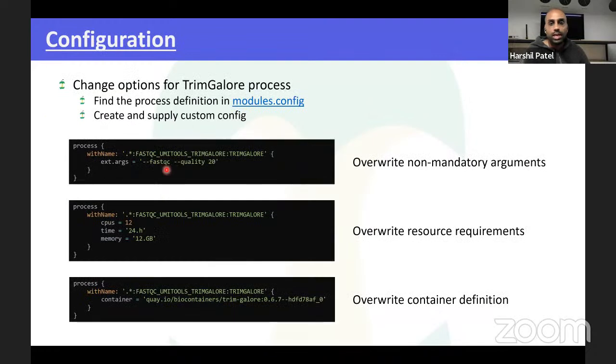Configuration is also quite important, and so when we went about developing nf-core modules, we wanted to make sure that they were flexible. So what this means is basically, rather than having a module in a pipeline that has hard-coded parameters that is used by one pipeline developer and can only be used by one pipeline developer, we wanted to write and develop modules in a way where you can overwrite any non-mandatory arguments that you would pass to this tool.